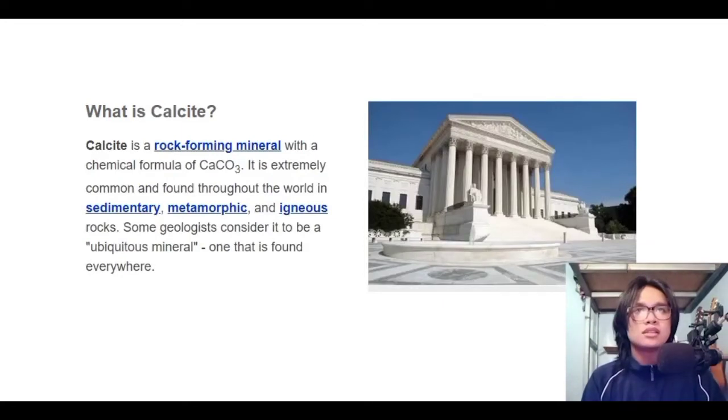Calcite. Calcite is a rock-forming mineral with the chemical formula CaCO3. It is extremely common and found throughout the world in sedimentary, metamorphic, and igneous rocks. Some geologists consider it to be a ubiquitous mineral, one that is found everywhere. Calcite is a principal constituent of limestone and marble. These rocks are extremely common and make up a significant portion of Earth's crust. They serve as one of the largest carbon repositories on our planet.